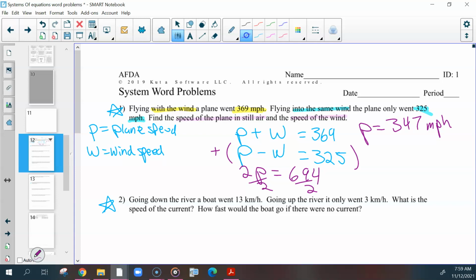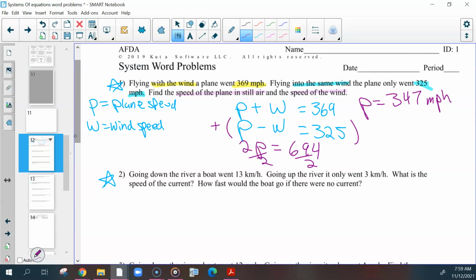After we find the W, let's say you got these incorrectly somehow, realistically, a plane should move faster than wind unless there's some crazy thing happening like a hurricane or a tornado or something like that. So if your wind speed is going faster than your plane speed, something's wrong there. Because we're hoping these are normal situations. Okay. You can put 347 back into either of these equations and find W.